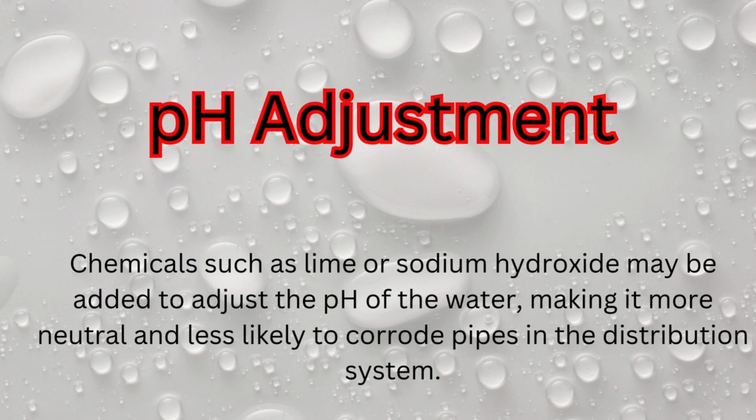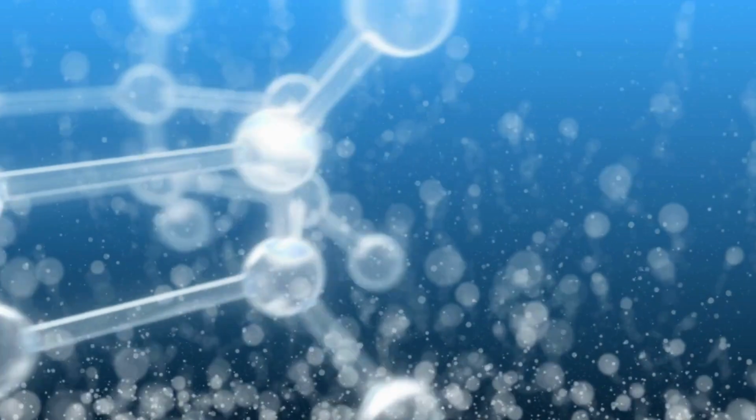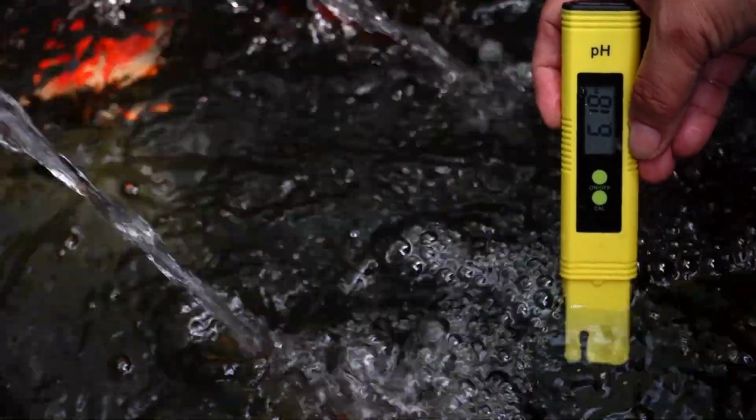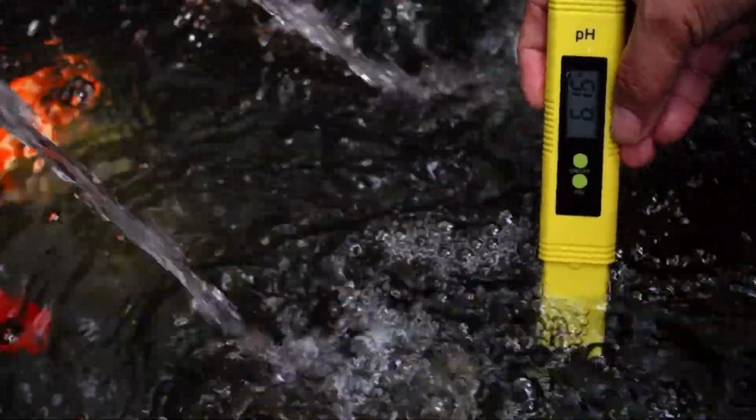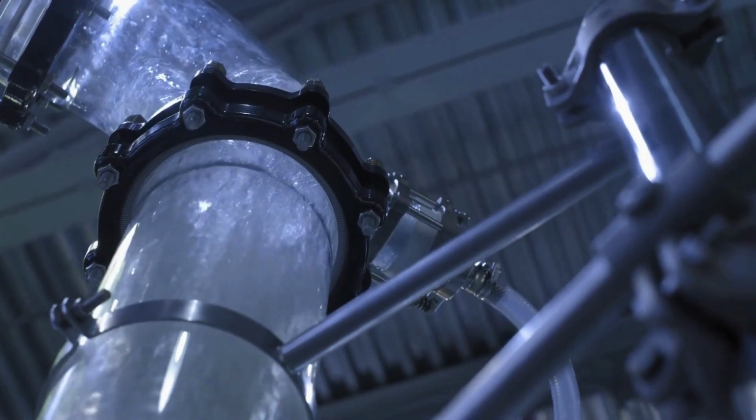pH adjustment. Chemicals such as lime or sodium hydroxide may be added to adjust the pH of the water, making it more neutral and less likely to corrode pipes in the distribution system.